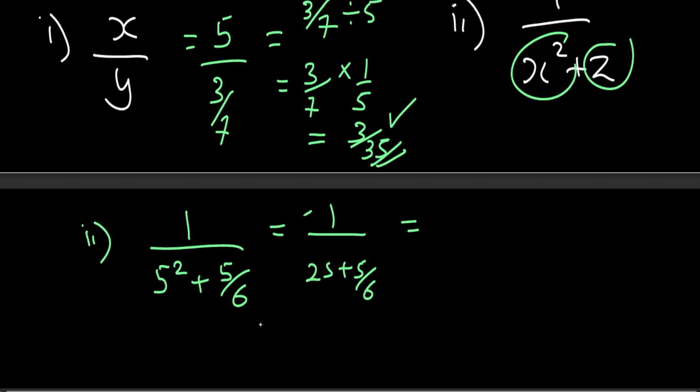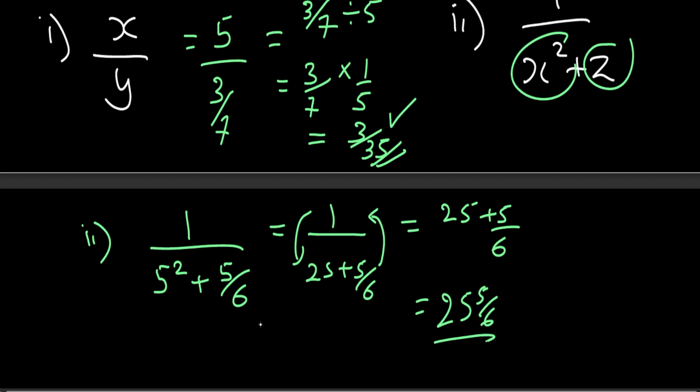So basically the 1 goes down and this one goes up. So just like saying 25 plus 5 over 6, and automatically that is 25 5 over 6. 25 plus 5 over 6 is just 25 5 over 6, in which you can also write it this way, but this one may need a calculator, though not a must. It is going to give you around 25.83 in decimal form.